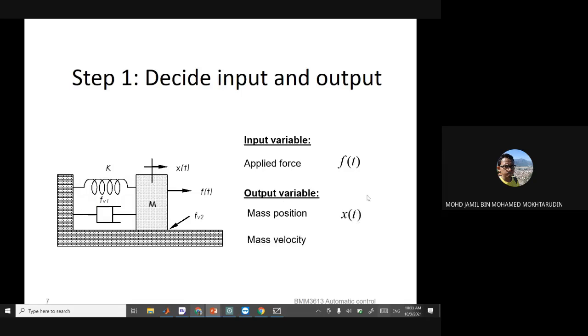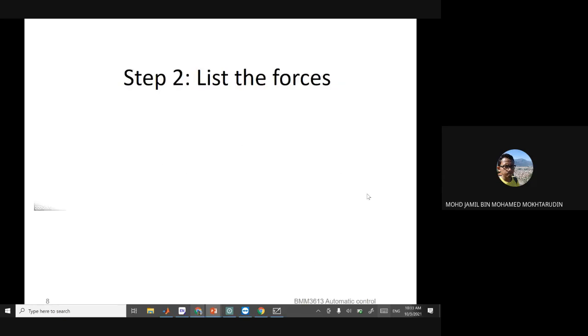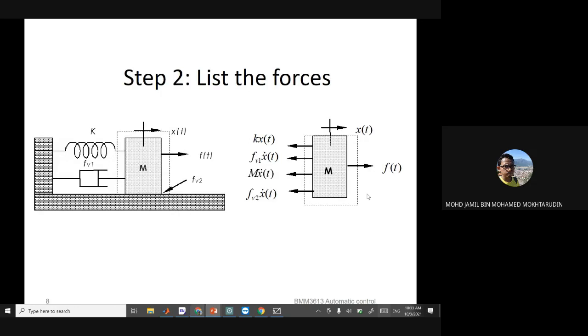Or sometimes you can determine the velocity of the box, so you need to differentiate the position. You can also determine the acceleration of the box, so you need to differentiate twice. And then after you determine the input and output, you need to draw the free body diagram by listing all the forces. So here is the trickiest part.